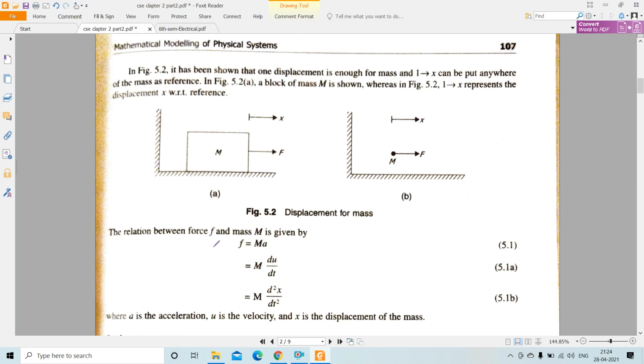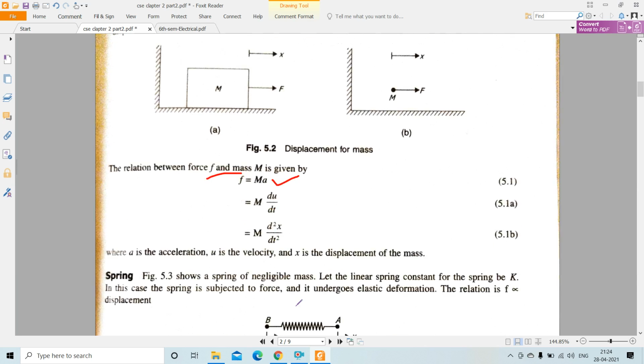So the relation between force and mass, F is equal to ma, you already know. So F is equal to m du by dt, where u is the velocity, and m into d square x by dt square. This x is the displacement. Okay, so this is the relation between force and mass. These are the terms: a acceleration, u velocity and x displacement of the mass.